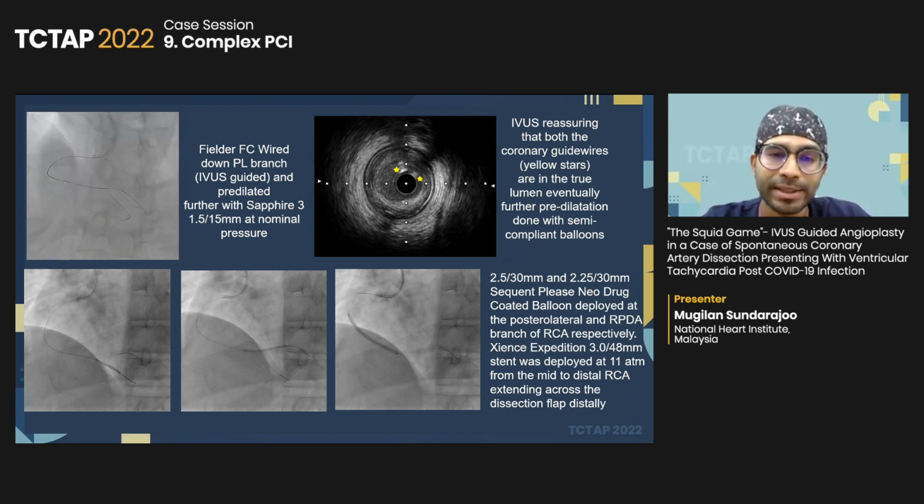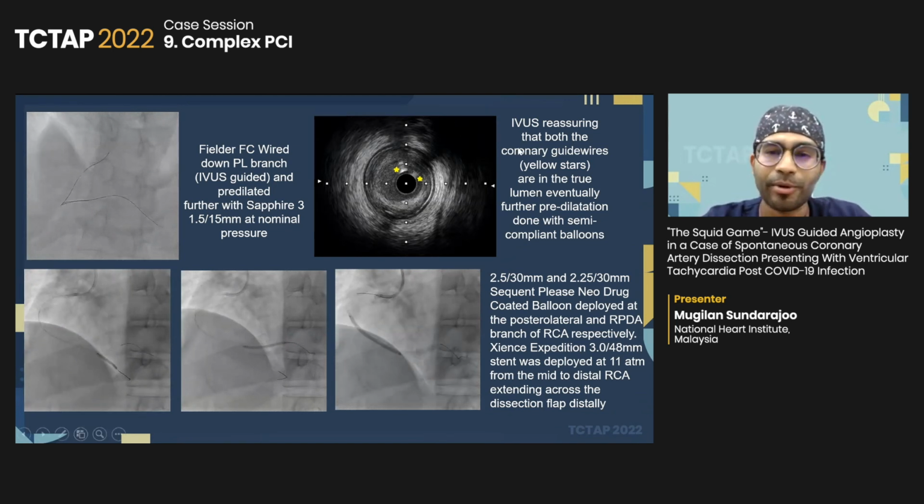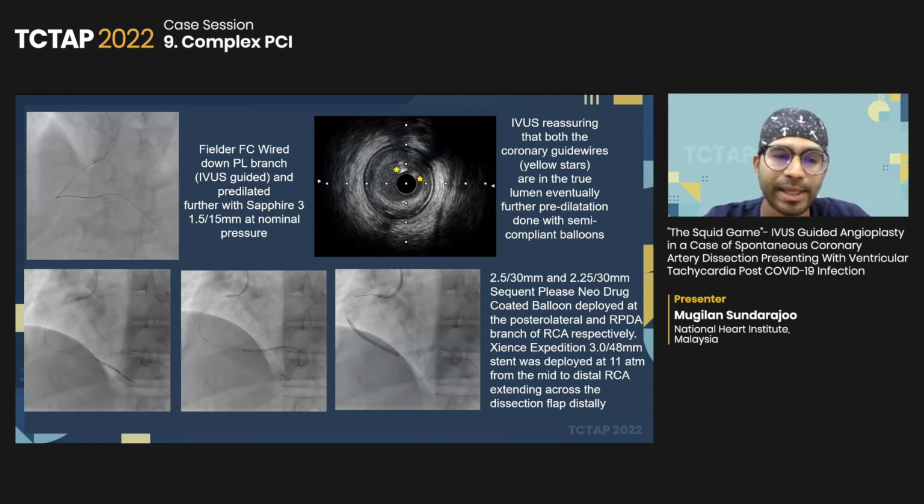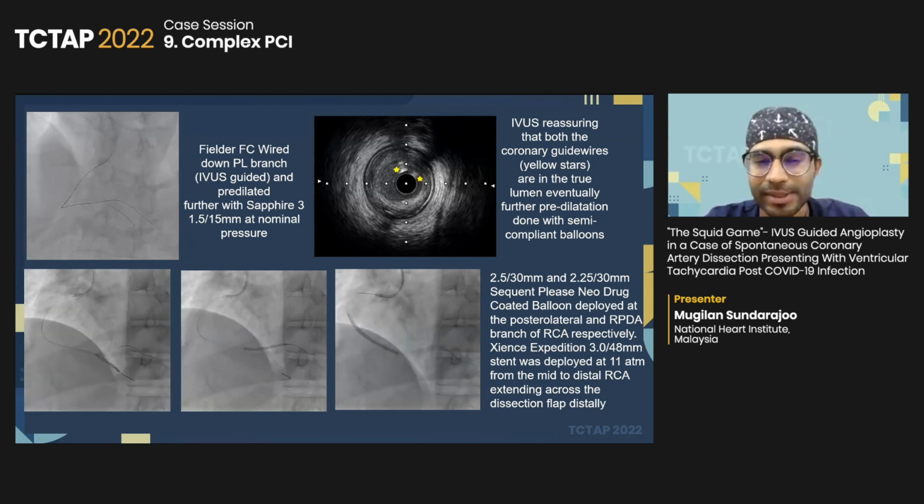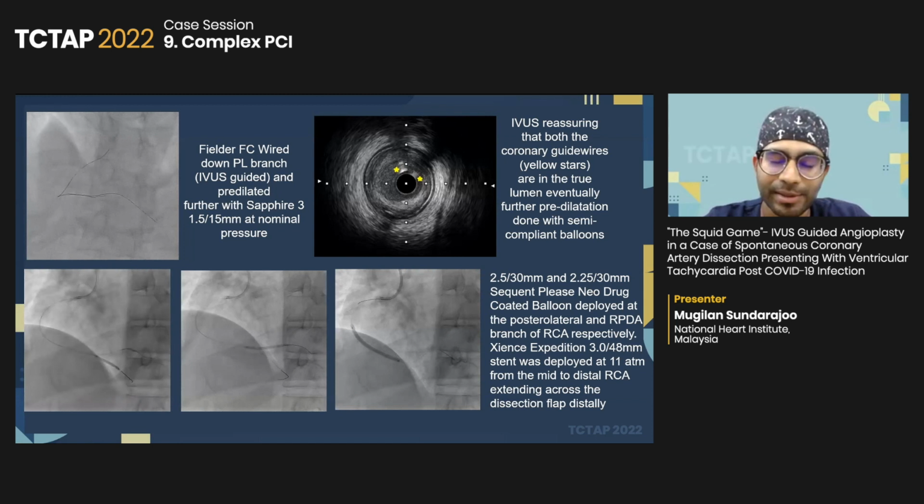We further predilated the lesion with the Sapphire 1.5 by 15 just at nominal pressure, and we wanted to confirm everything. So IVUS did reveal that we were truly in the true lumen, and further predilatation with semi-compliant balloons was done. After further predilatation, we decided instead of stenting the distal PL and also the RPDA, to put in drug-coated balloons, a 2.5 by 30 mm over the RPDA and a 2.25 by 30 mm over the PL.